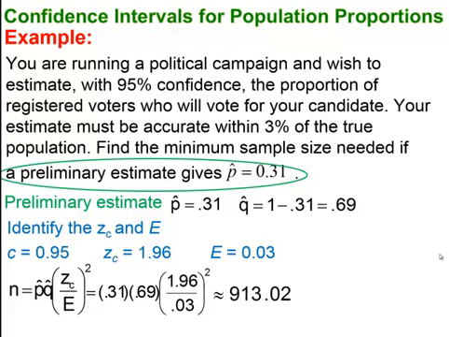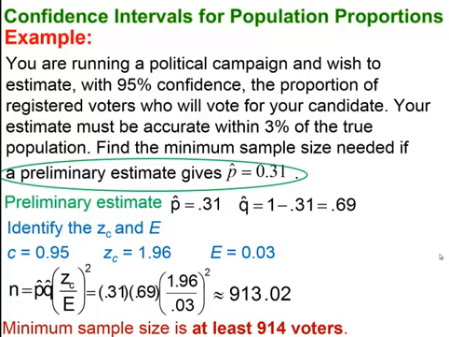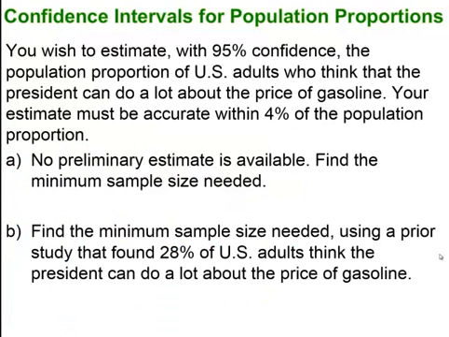And I will get an answer of 913.02, and you always have to round up. So the minimum sample size in this case would be at least 914 voters. Pause and try. Your first answer should be 601 adults, and your second answer should be 485 adults.